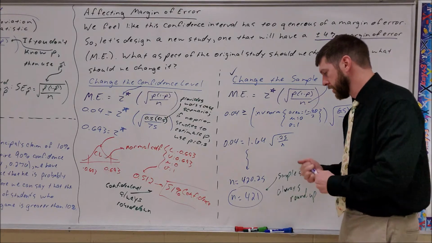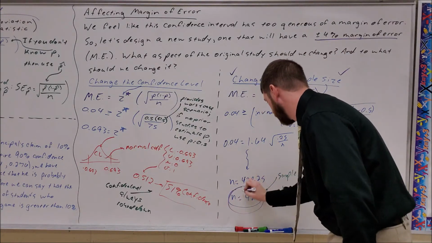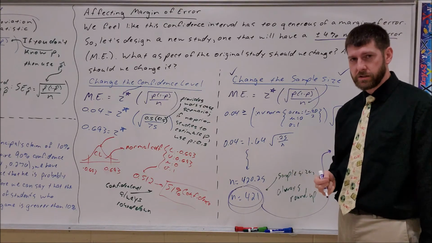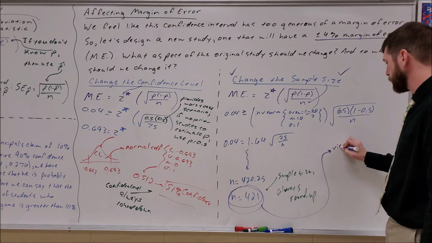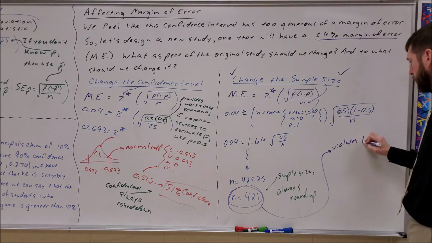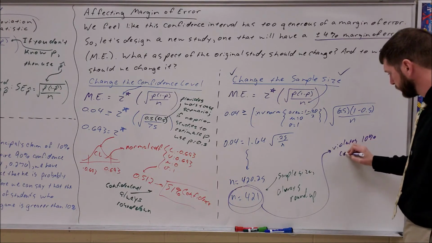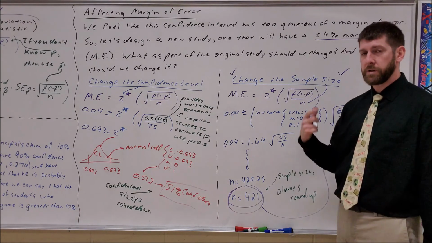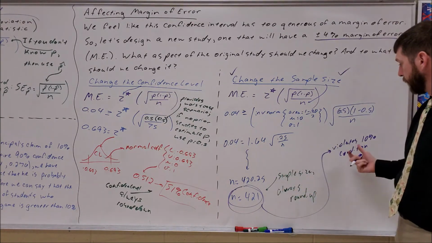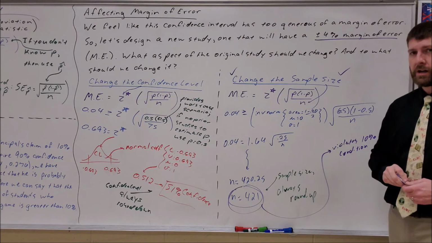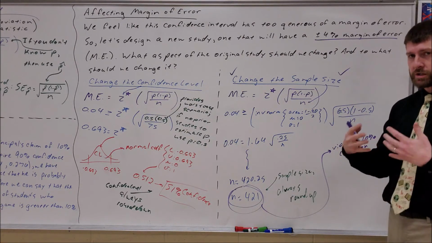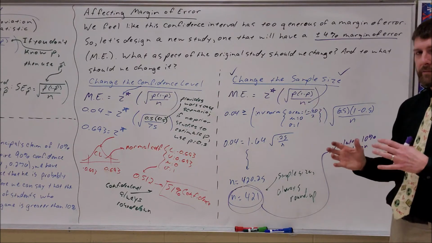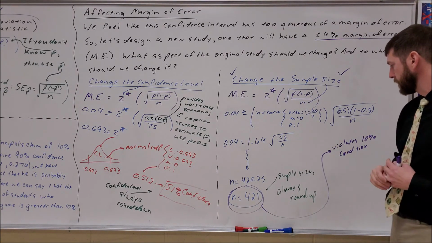Problem I have right here is this 421. Talked at the very beginning, there are about 2,100 kids in the school. This one violates 10% condition. So while it's really, really nice from a confidence standpoint, it violates that 10% condition. And we know that when we violate 10% condition, we violate independence. This formula right here is going to have to be manipulated if we're doing that anyways.